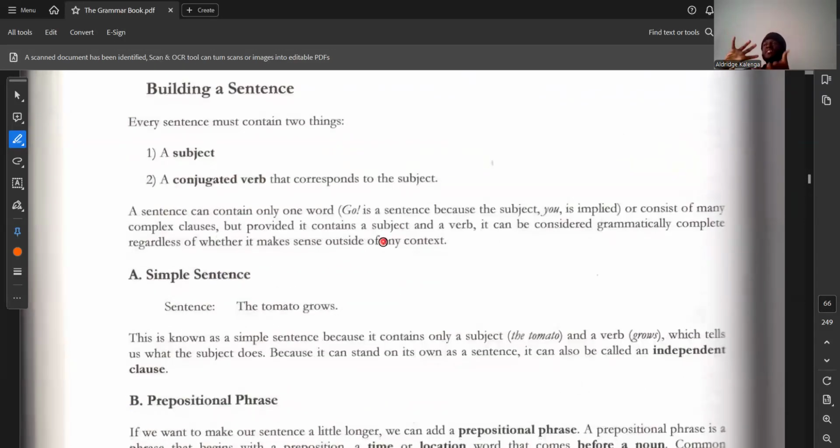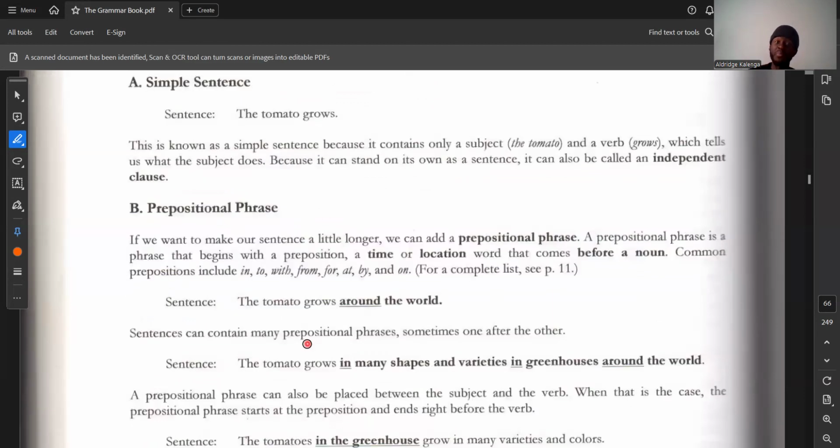The word conjugate just means to change the form of a verb to match the correct tense, and also whether it's going with a singular subject or a plural subject, that kind of thing. So let's look at some sentences. There's a simple sentence there. The tomato grows, right? So that's a sentence, because the tomato is the subject and the verb is grows.